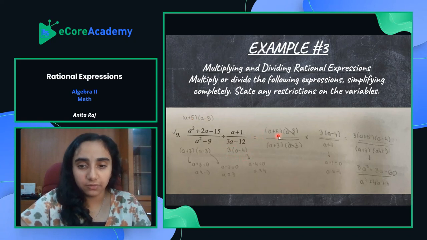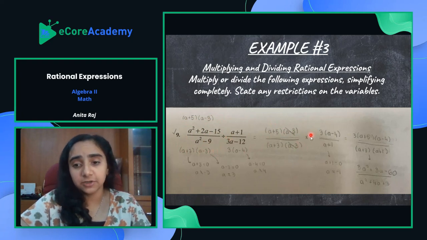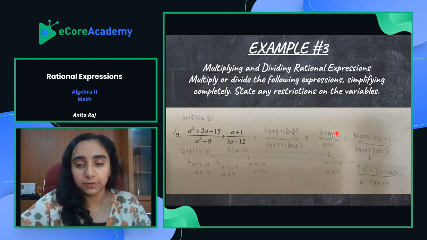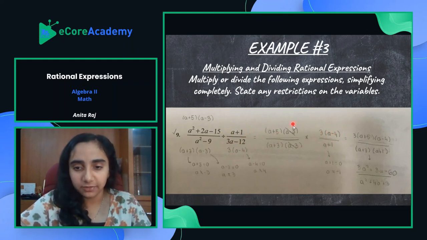So now that this is all written out, I took these factors and I rewrote them in place of the polynomial. So I took these factors in the numerator, wrote them here, took these factors of the denominator, wrote them here. I changed the division sign to a multiplication sign and wrote the reciprocal of this rational expression, where I just put the a plus 1 in the denominator and the 3 times a minus 4 in the numerator. So it's multiplication now. Then we're going to look for common factors.